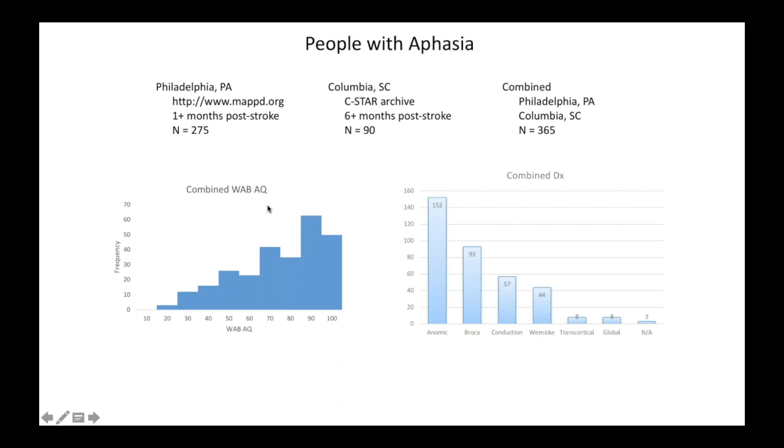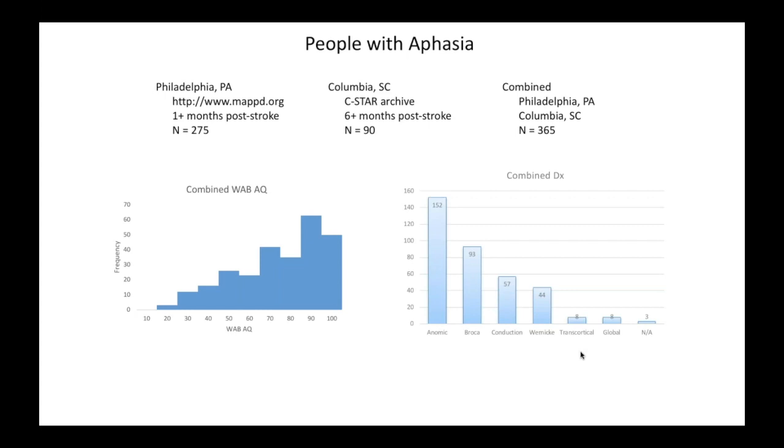The WAB, Western Aphasia Battery Aphasia Quotient, is an overall measure of severity, and this is the general distribution. These are all folks who are healthy enough to participate in research, so it's not exactly a random sample. It's a sample of convenience, and these are different types of aphasia that are classified by the Western Aphasia Battery. So we have a bunch of different types of aphasia in there as well. And the goal here was to be broad and inclusive. This is different than a lot of neuropsychology research, where we're looking for very interesting patterns. What we're trying to do here is get as many people as we can, as much data as we can, and try and make the truthiest statements we can about everybody, general statements.